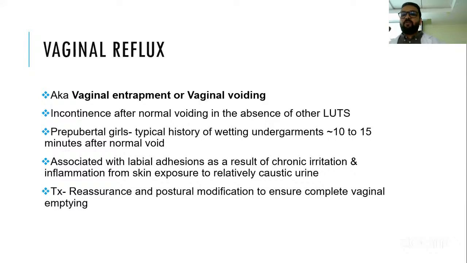Vaginal reflux, also known as vaginal voiding or entrapment. The incontinence occurs after normal voiding in the absence of LUTs. Typical history will be a prepubertal girl, 10 to 15 years of age, who will wet her undergarments 10 to 15 minutes after passing urine, and it may be associated with labial adhesion due to chronic irritation by the caustic urine. Treatment is reassurance and ensuring postural modification.